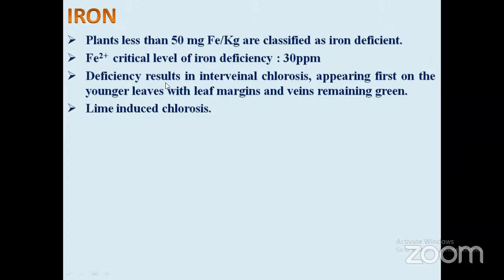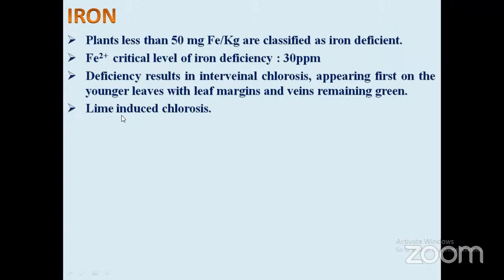Fine. Now the deficiency of iron results in interveinal chlorosis appearing first on the younger leaves, with leaf margins and veins remaining green. So if iron deficiency first appears on the younger leaves, you tell whether iron is mobile or immobile in the plant. Immobile, yes. So if deficiency is seen in the younger leaves, it is immobile.